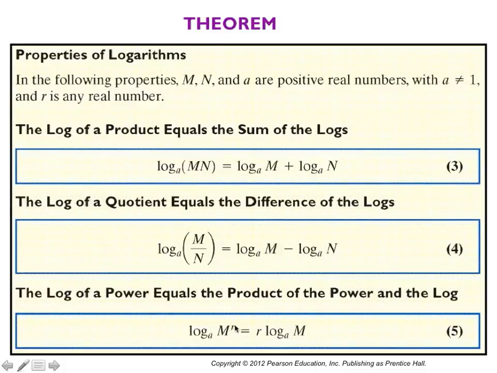I always just kind of imagine it visually happening: this little exponent becomes a product. So what you do is you just take your r and move it out front, and then you have an equivalent statement.